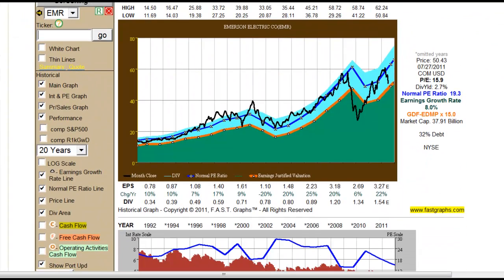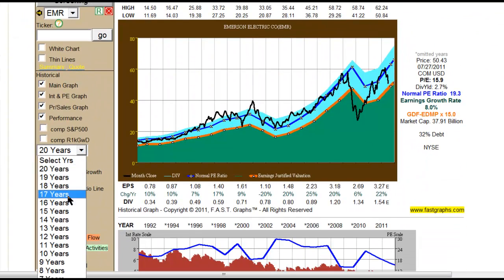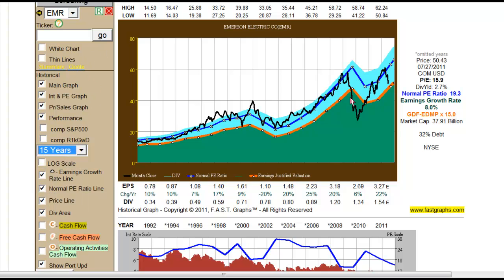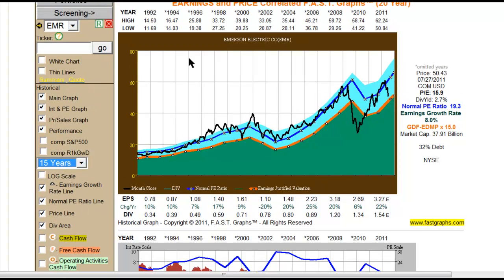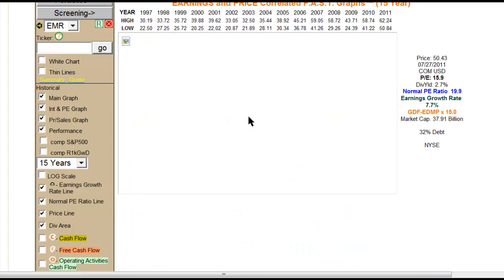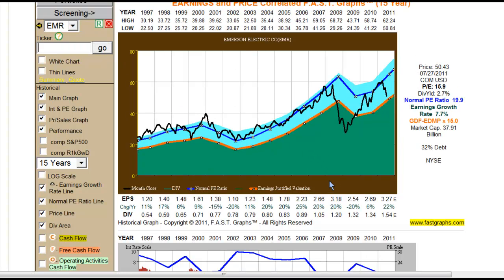Like we did with 3M Corporation, we're going to shorten this down to 15 years because we skip data on the 20-year charts because there's not enough room to type in all the numbers. So we're going to reduce this now to a 15-year chart so that we can see what happened during the recession of 2008 and 2009.